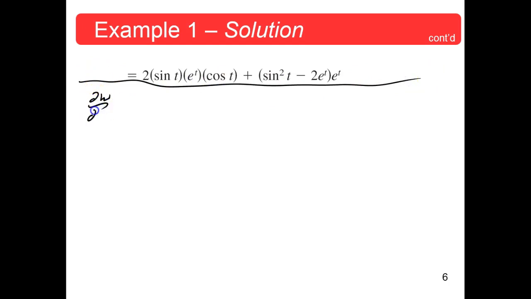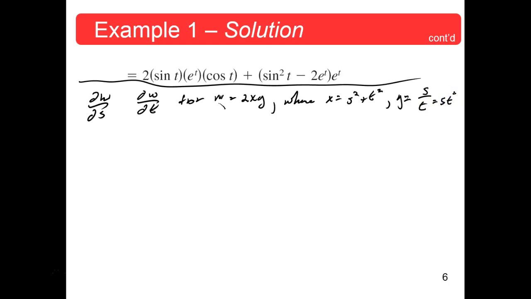Find the partial of w with respect to s and the partial of w with respect to t for w equal to 2xy, where x is s squared plus t squared, and y is s over t, which I like to write as s t to the minus 1. Okay, just t to the minus 1, not the s t, but just the t.